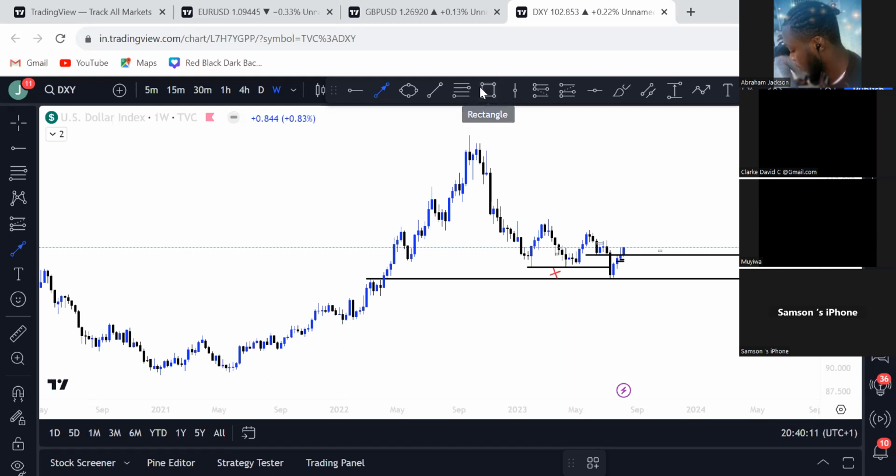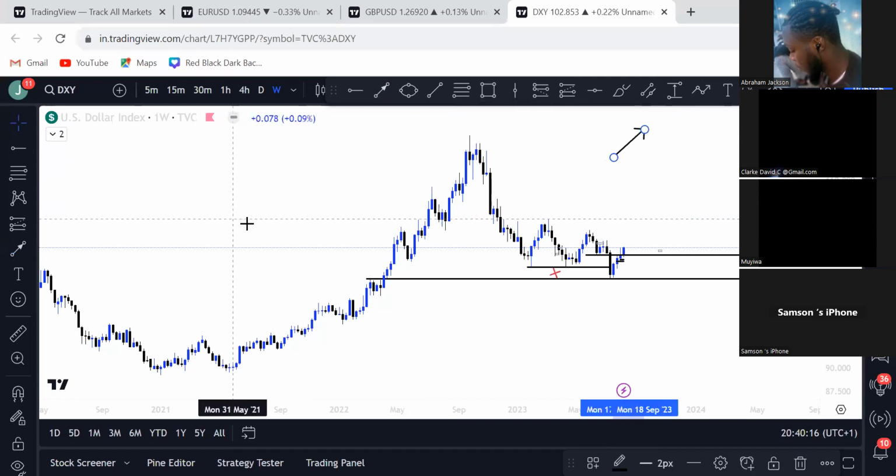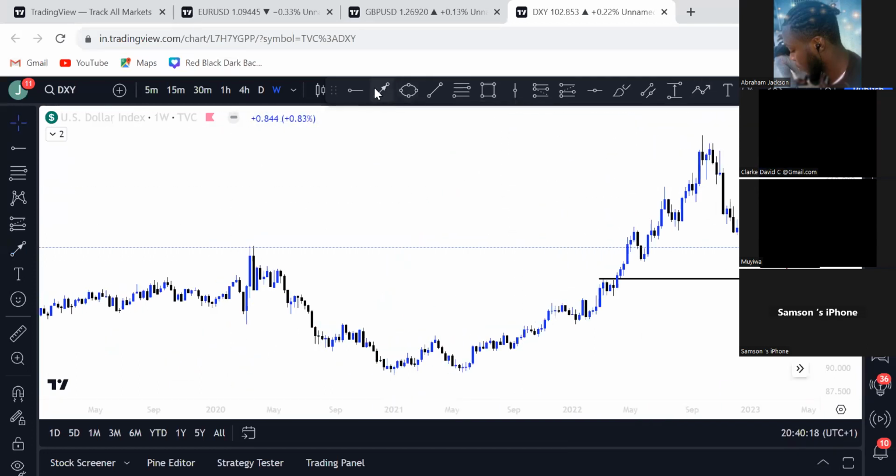So most times, one of the perfect ways to understand this liquidity thing is this. Let me show you guys this now. Let's assume that we have price move here, come down, move here, and come down.